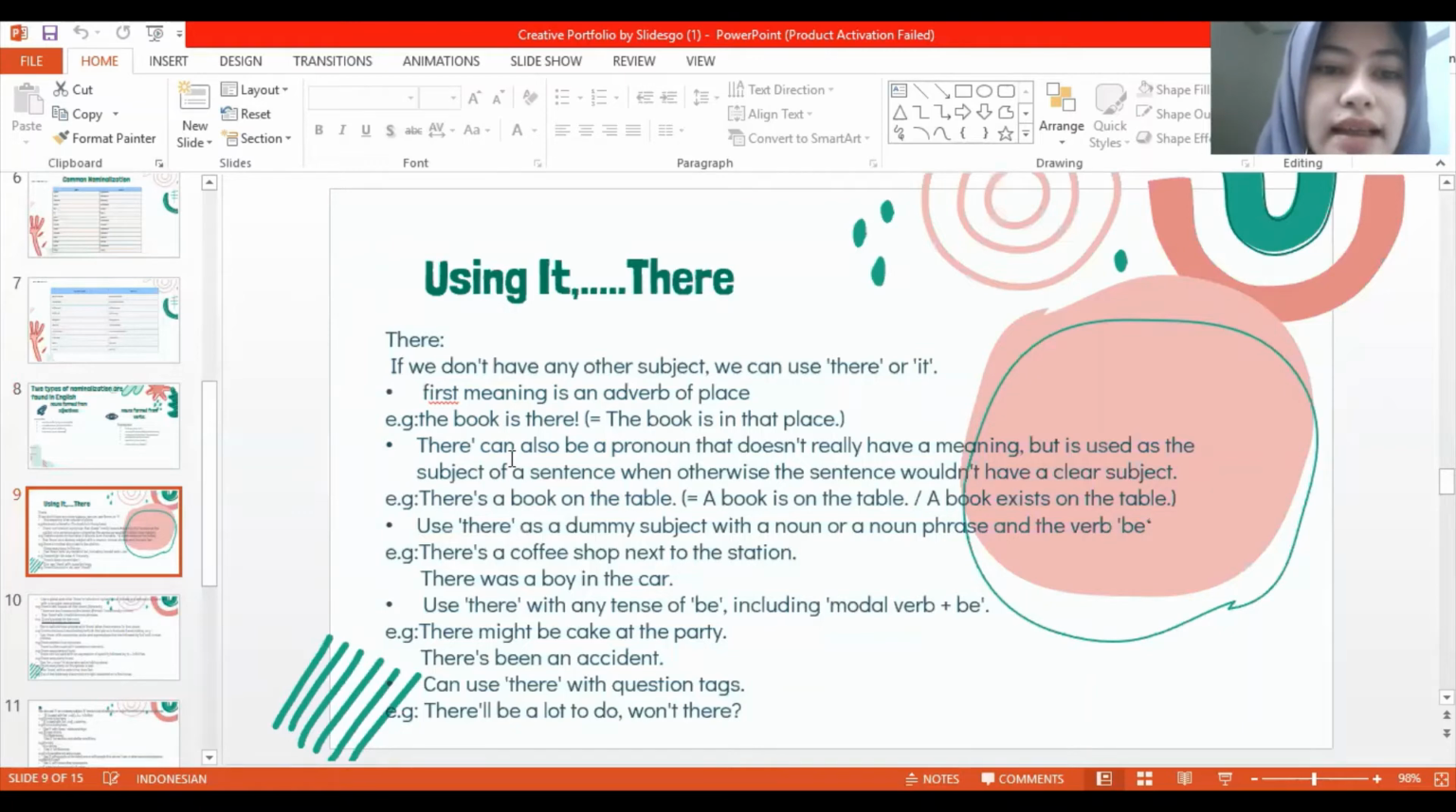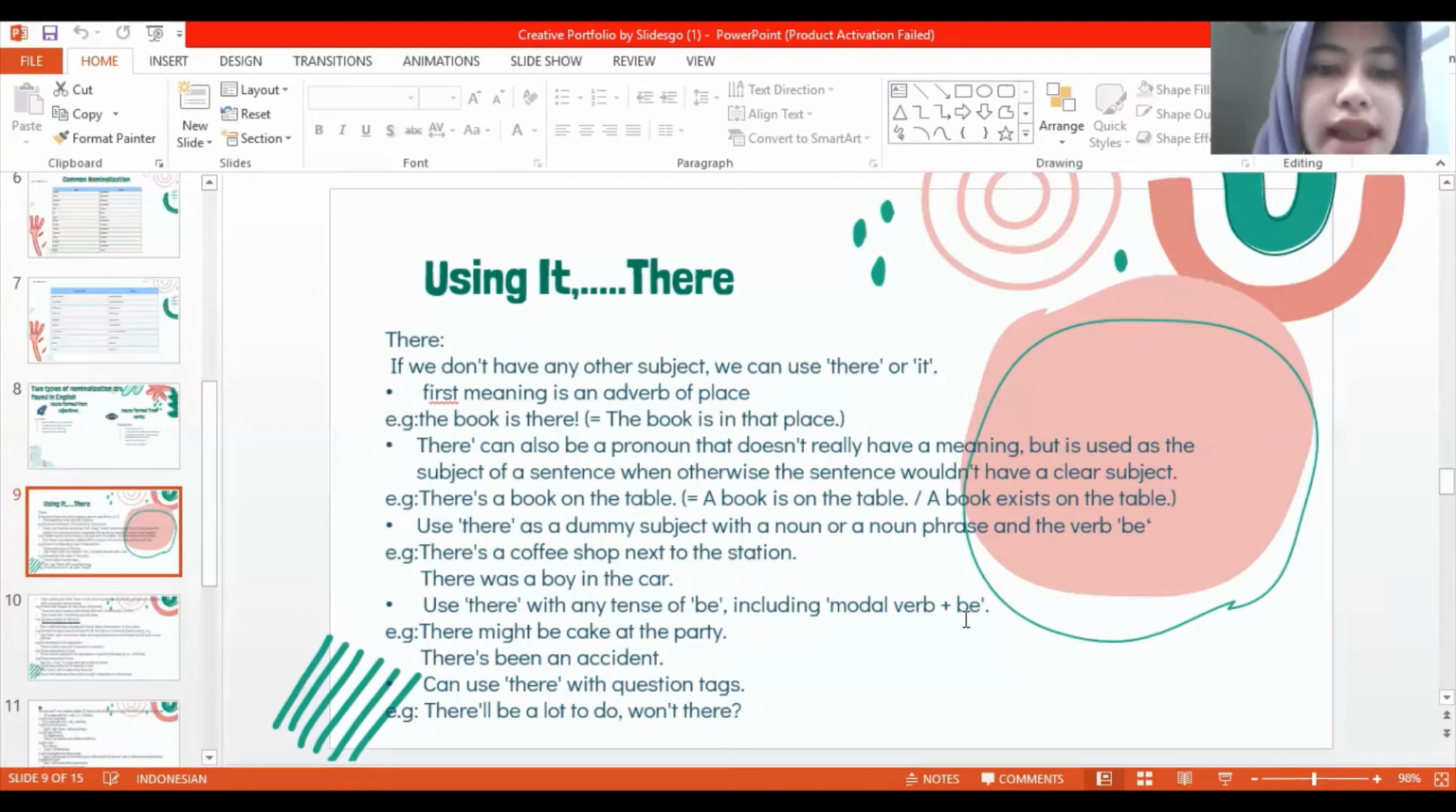Second, there can also be a pronoun that doesn't really have meaning, but it is used as the subject of a sentence when otherwise the sentence wouldn't have a clear subject. Example, there is a book on the table. It means a book is on the table.